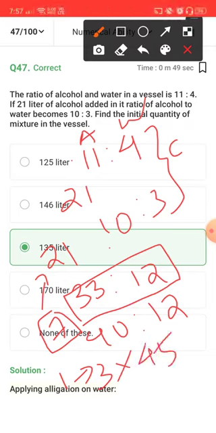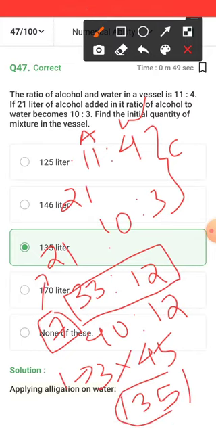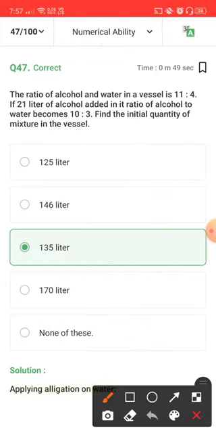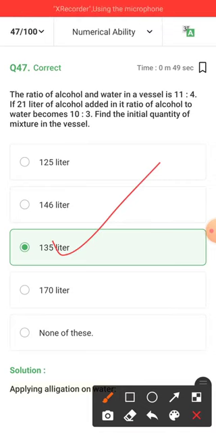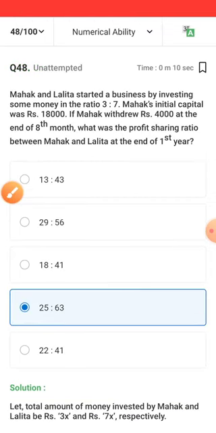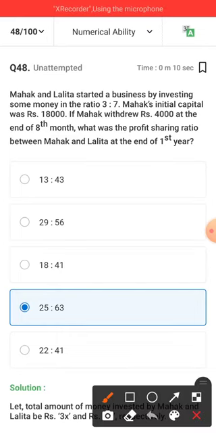It's the initial quantity. So multiplying with these values, we get 45 into 3, 135. So 135 is the answer. 135 is the answer. Now this is a simple calculation. All we know, we don't need big explanation.